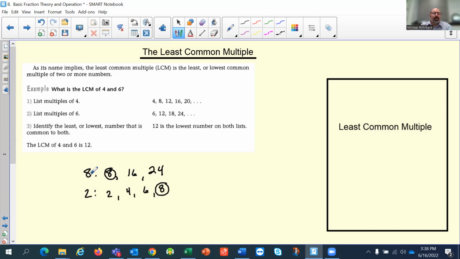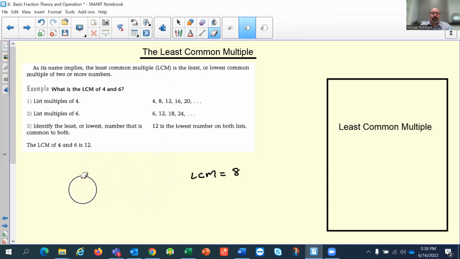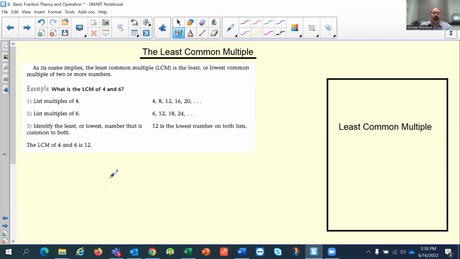So sometimes the least common multiple of two numbers can actually be one of the numbers, but it's always going to be the bigger of the two numbers, because 2 is not a multiple of 8. However, 8 is a multiple of 2 because 2 times 4 equals 8. That is a situation that can happen where one number actually goes into the other number. So let's try two bigger numbers.